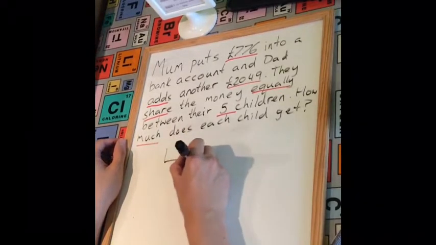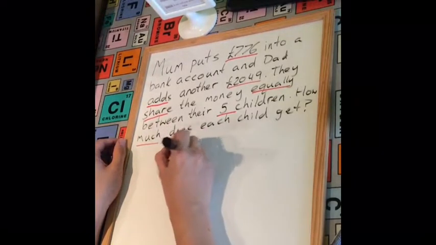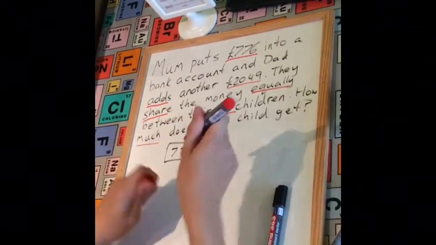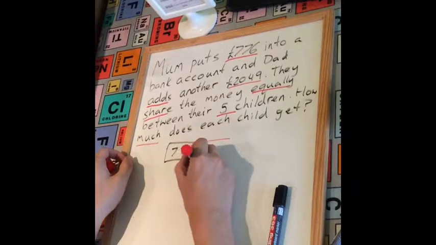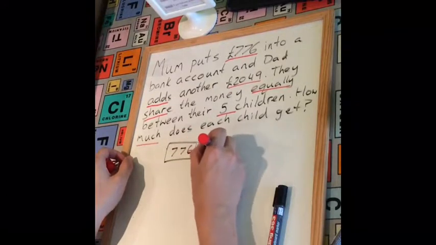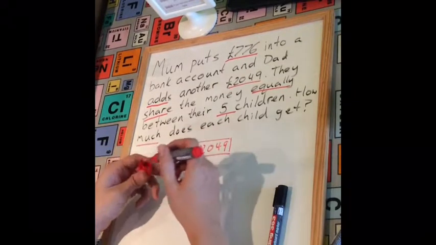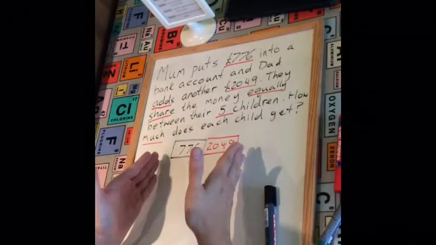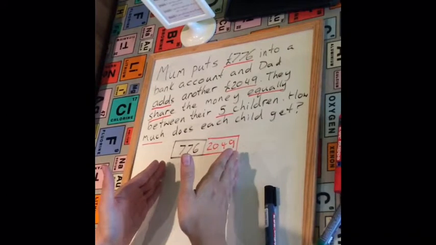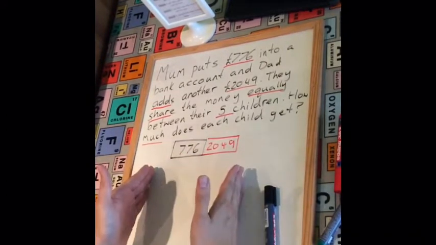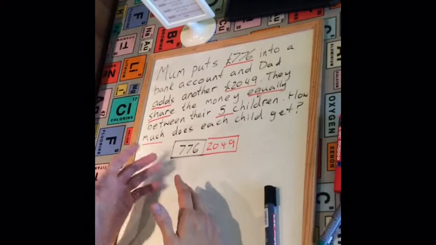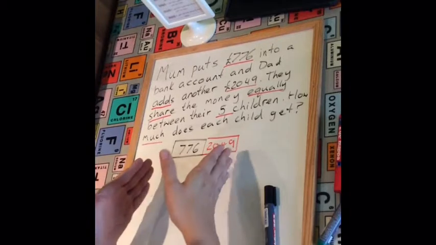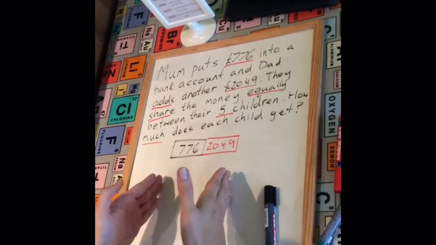So, Mum pays in £776. Okay. Dad adds in another £2,049. Okay. We then know that we have to share that amount equally between 5 different children. Okay. So we've also done step 3, because I can say what maths I'll use for each step. I'm going to add first, and then I'm going to equally share, which means we're going to divide between 5 children.